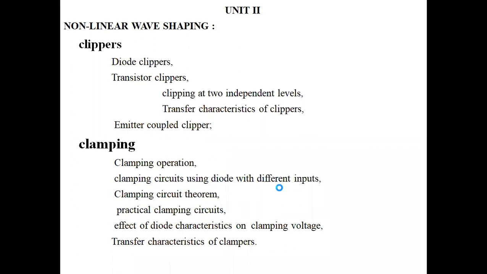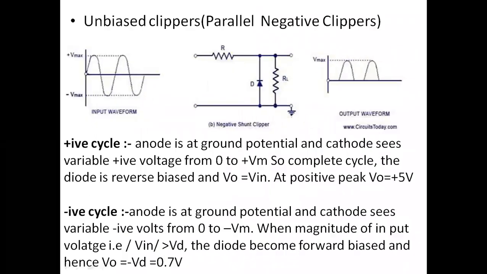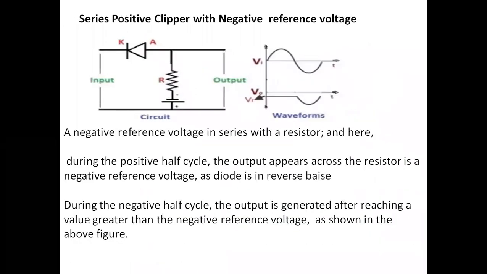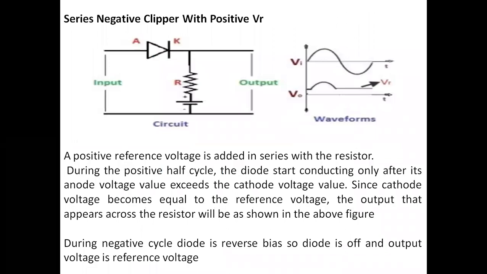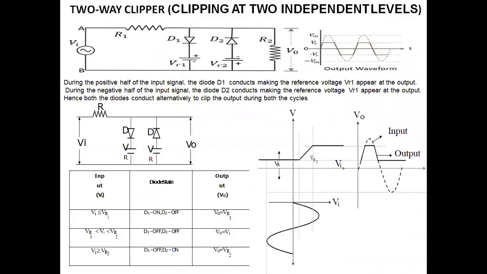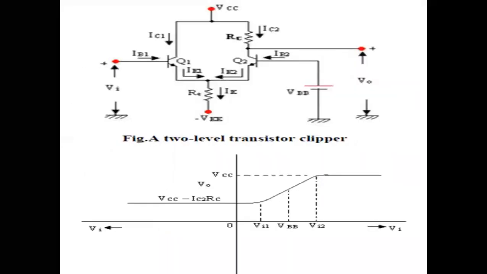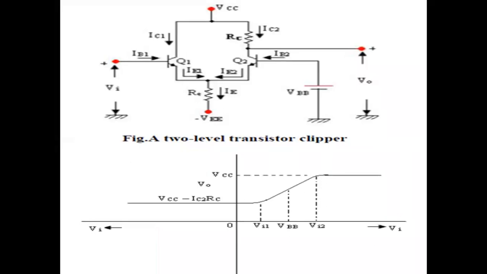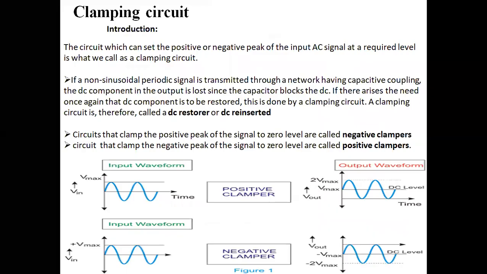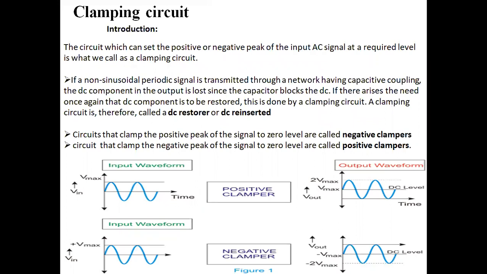Fine. From today's class onwards we will start the second part of our first chapter. These are the clippers, diode clippers. This is a two-level diode clipper, and similarly a two-level transistor clipper. Now from today's class we will start a new topic, clamping circuits, which are similar to the clippers.